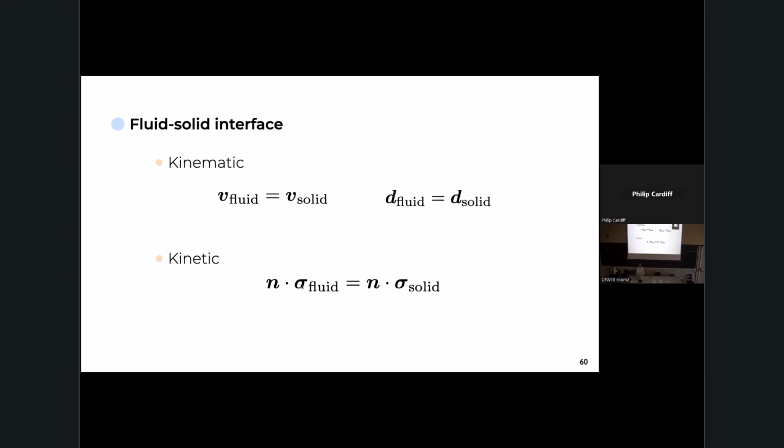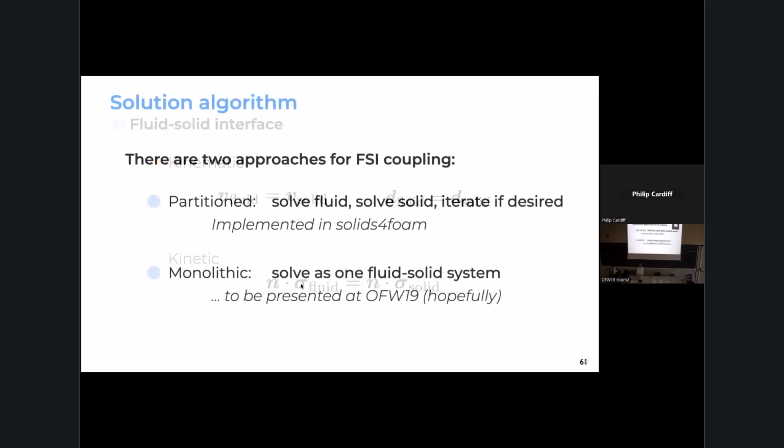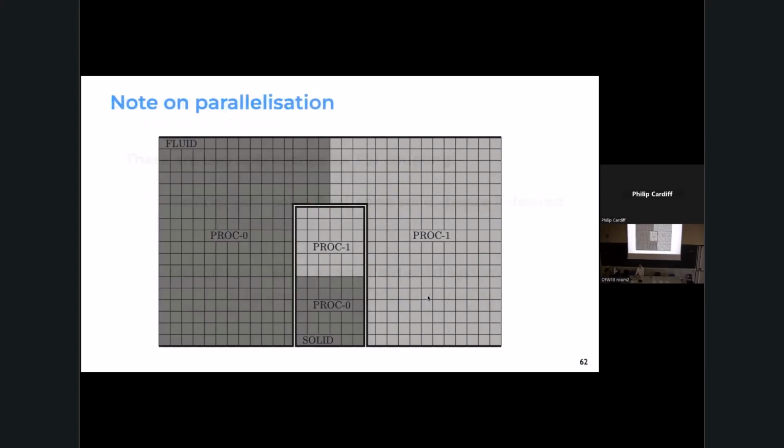So within each time step, depending on the coupling approach, it will iterate to try and force those to some tolerance. So that's the two approaches, this partitioned approach in solids4foam, and then monolithic, hopefully in OpenFOAM Workshop 19, there'll be a monolithic solver. But I'm sure there's other people even working on this area as well.